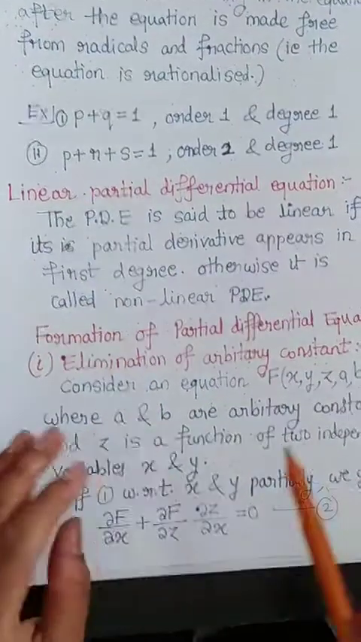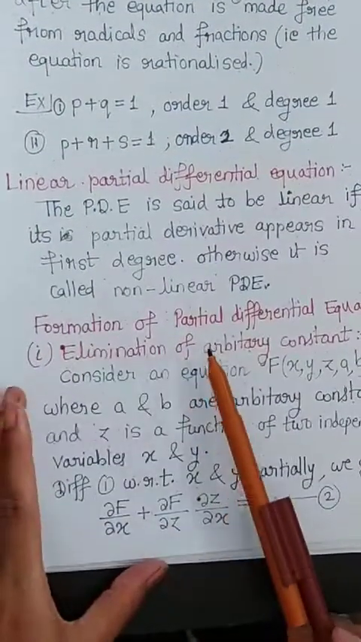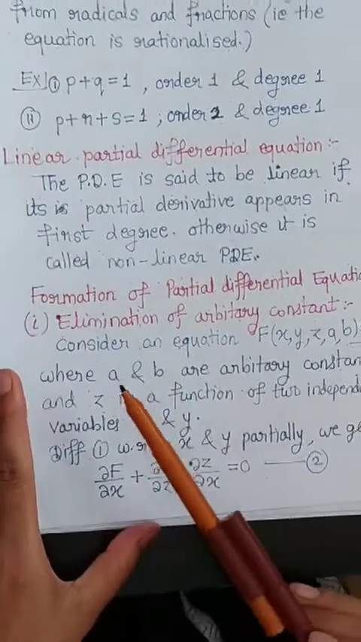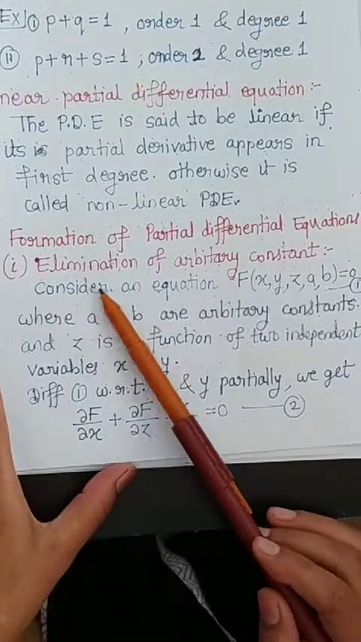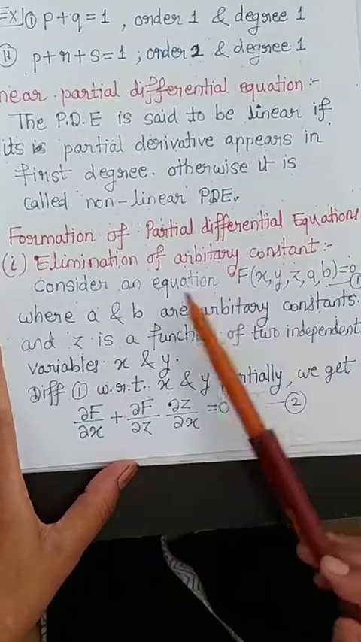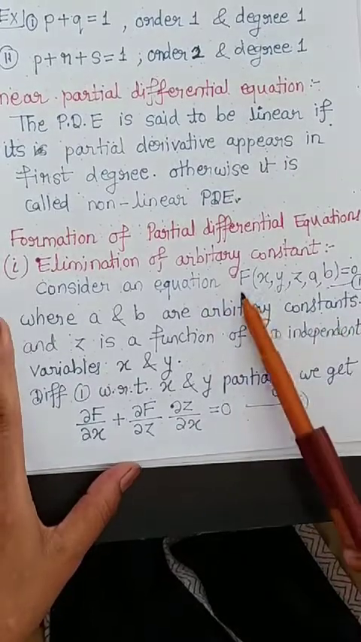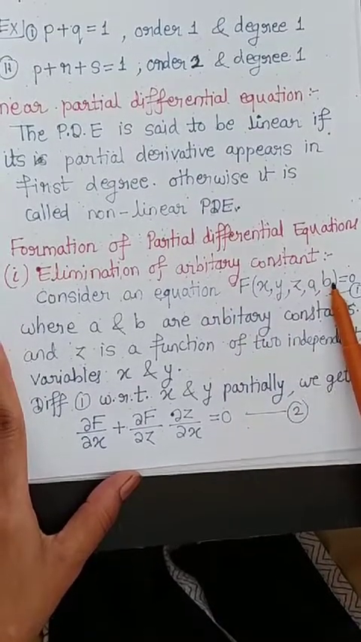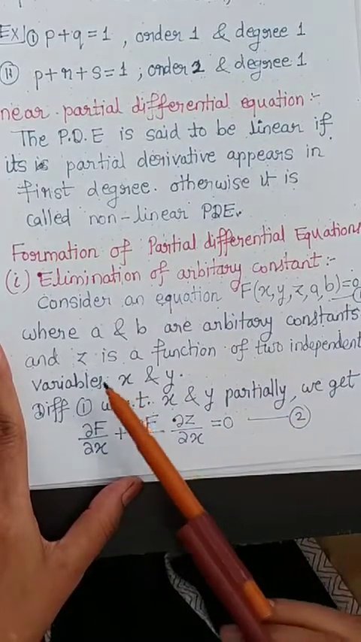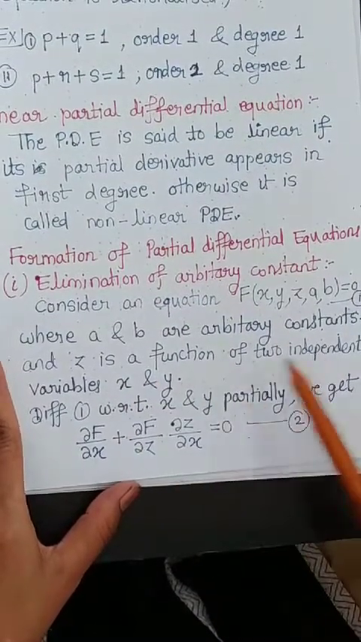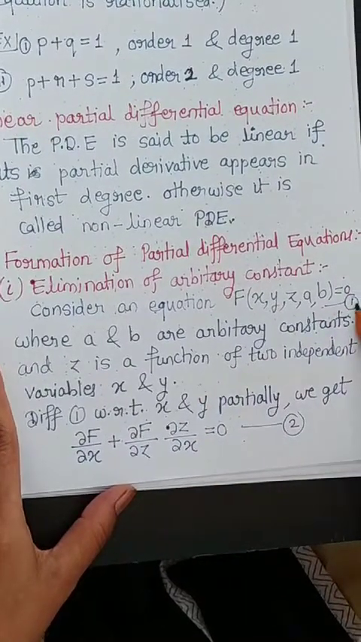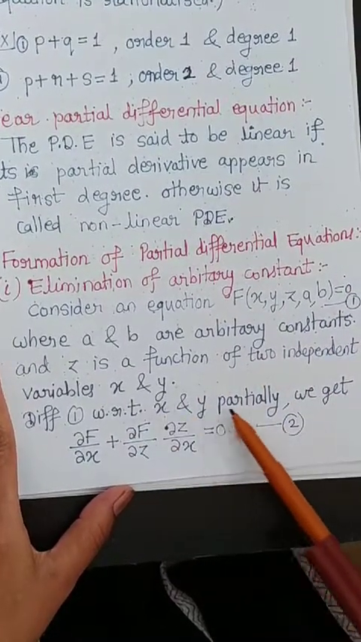Now, how to form partial differential equations? That can be done in two ways. First is elimination of arbitrary constants. For example, if we have the equation f of x, y, z, a, b, here a and b are arbitrary constants, and z is a function of two independent variables, x and y. Let us differentiate this with respect to x and y partially.